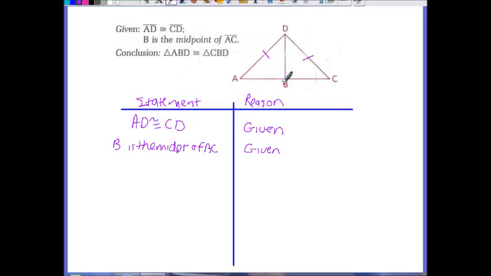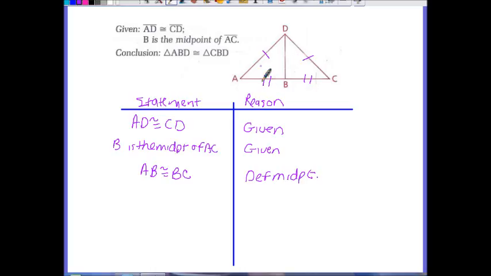B is the midpoint. We can't put any tick marks, but let's go ahead and use our keyword of midpoint. We know what a midpoint does. It divides a segment into two congruent segments. So let's go ahead. AB is congruent to BC. We're using that keyword's definition. So definition of a midpoint is going to be our reason. We said congruency, let's draw congruency.